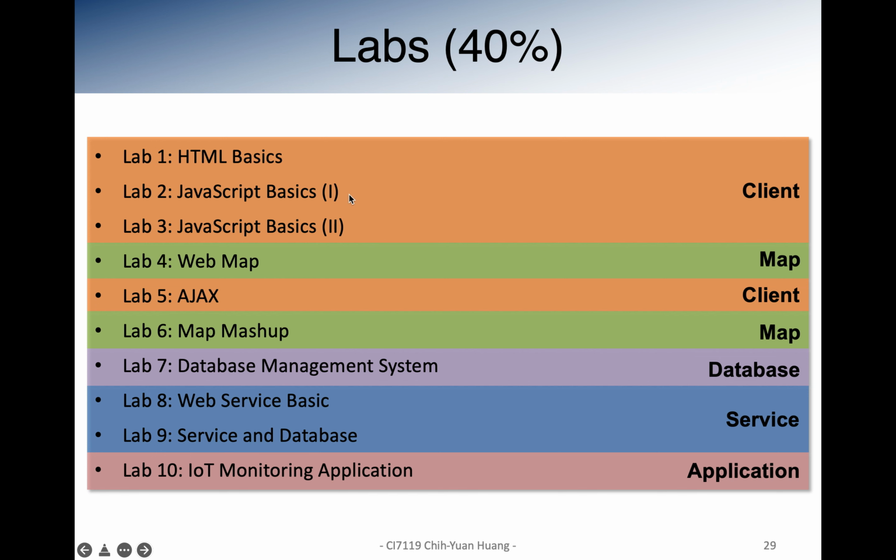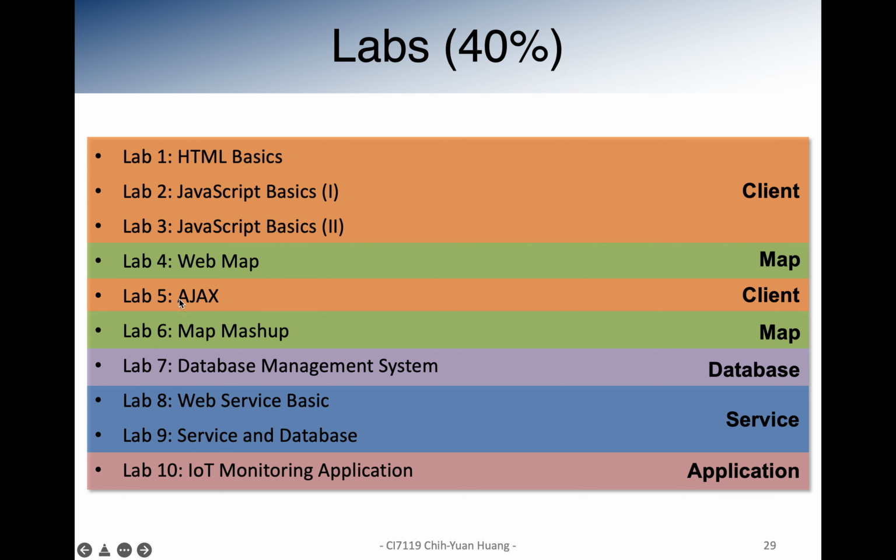Okay. And then the fourth lab is about the web map. The web map basically means how you are going to create a web page and then embed a web mapping system inside the web page, and then how to add some data on the map.